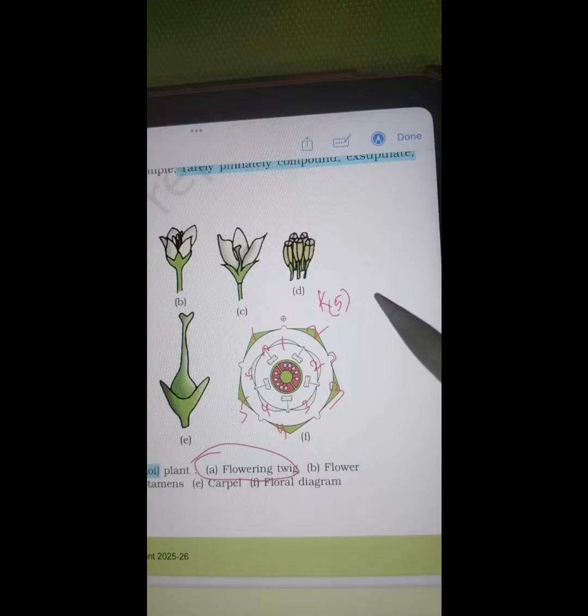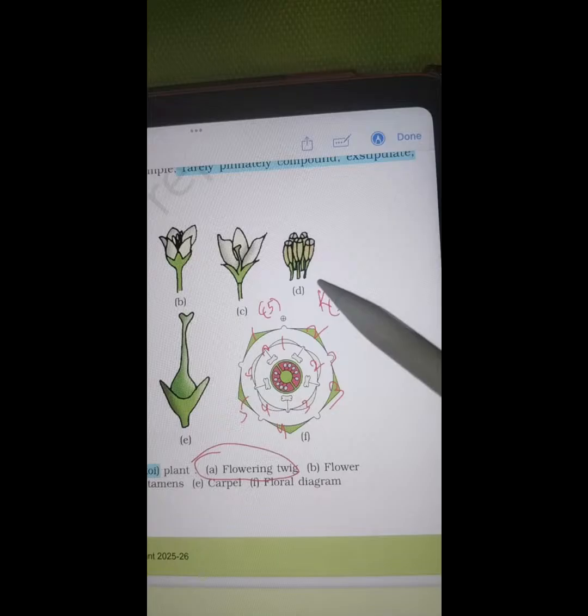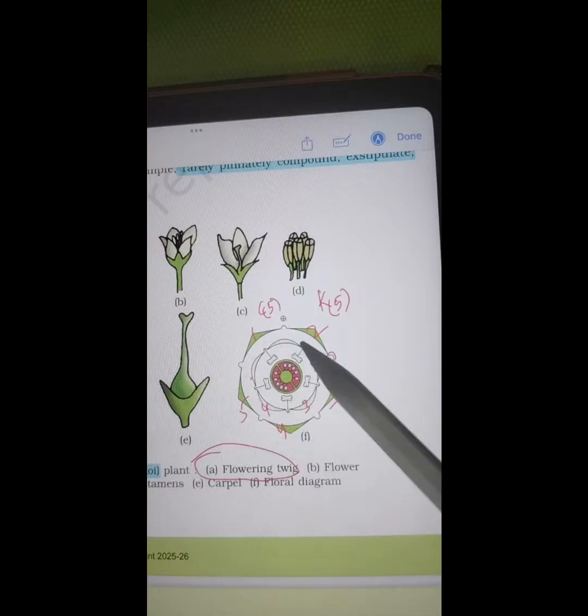So what term can we use for them? C5 and then a bracket. C5 means petals are 5, they are fused. That is why 5 is enclosed in the brackets. Now the next thing. Let me clear this so that it should be visible to you.